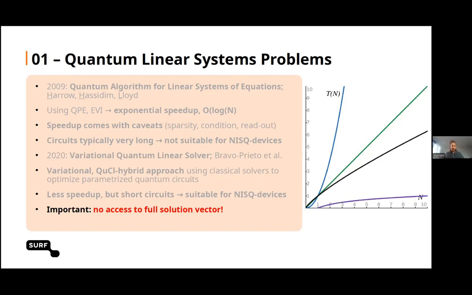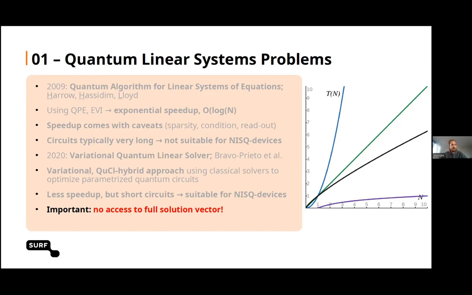Yes, there is one important thing to point out though, and this is that we do not have access to the full solution vector as opposed to the classical approach. Because in all of these approaches currently, we end up with the solution of the system in the amplitude of the final quantum register. And so this means we don't have access to the whole vector.